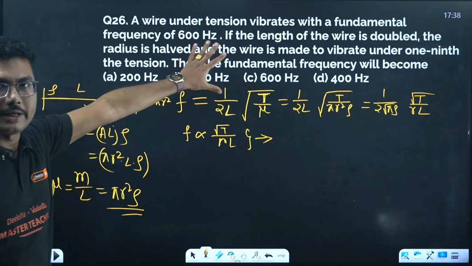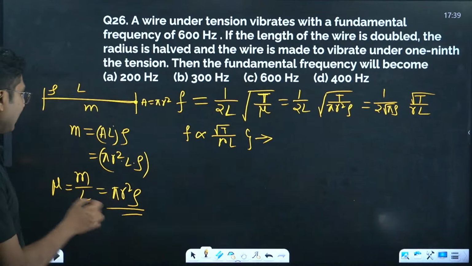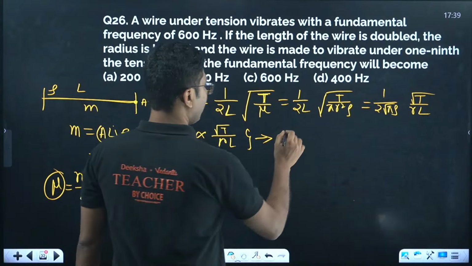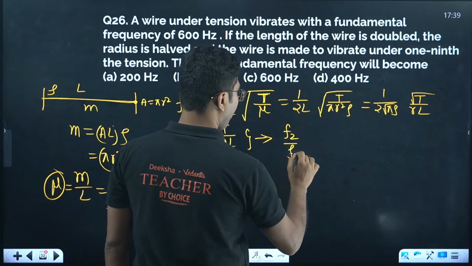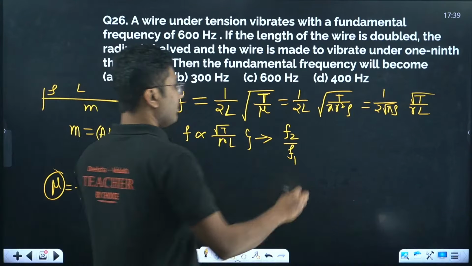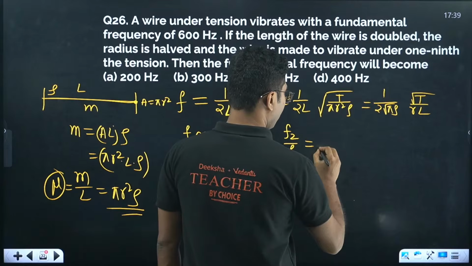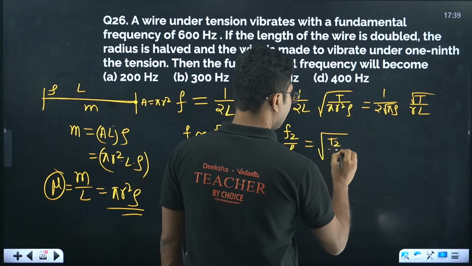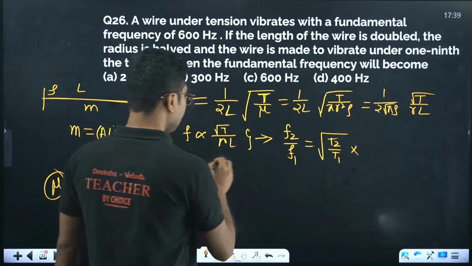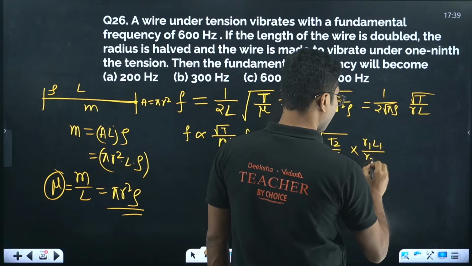You cannot ignore the radius thinking that in the formula radius is not there. Radius is actually hidden inside this quantity. This is a little tricky question. Okay, so F2 by F1, we are trying to find F2, second case, frequency by F1 equals square root of T2 by T1 into, they are in division, so it will be reversed, so R1 L1 by R2 L2.